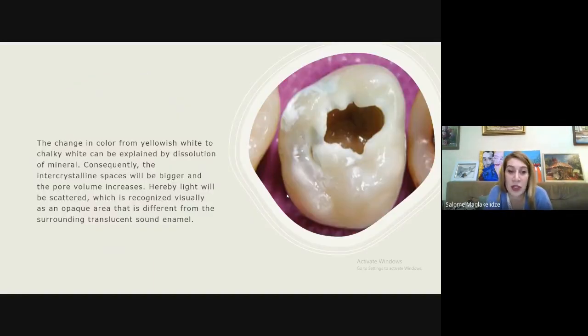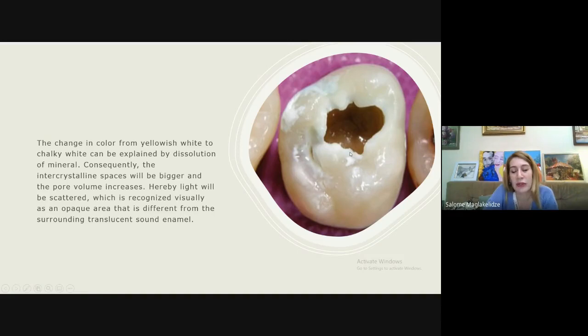so the color change, as we said, from yellowish white to chalky white is explained by the dissolution of the minerals, and consequently the intercrystalline spaces get bigger and pore volume increases. That's why the light is scattered, and visually we get this opaque area that is different from the surrounding translucent sound enamel. You can observe this chalky white enamel here. So obviously this enamel and this enamel are different.